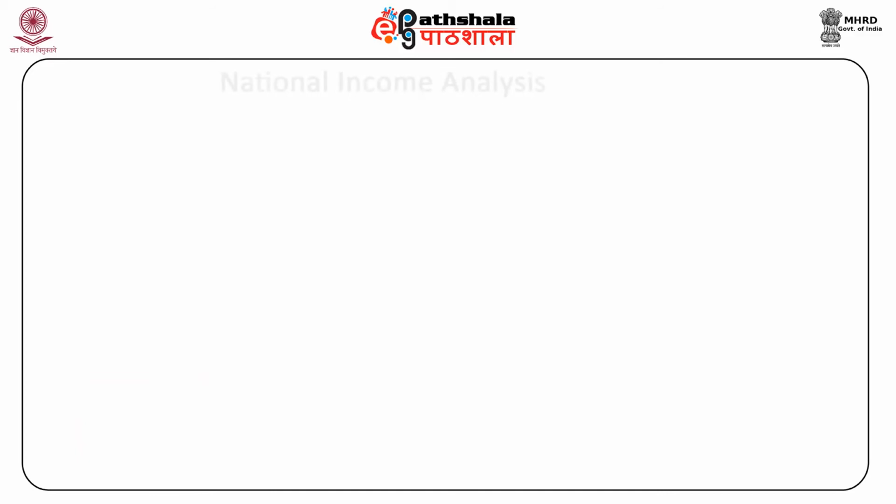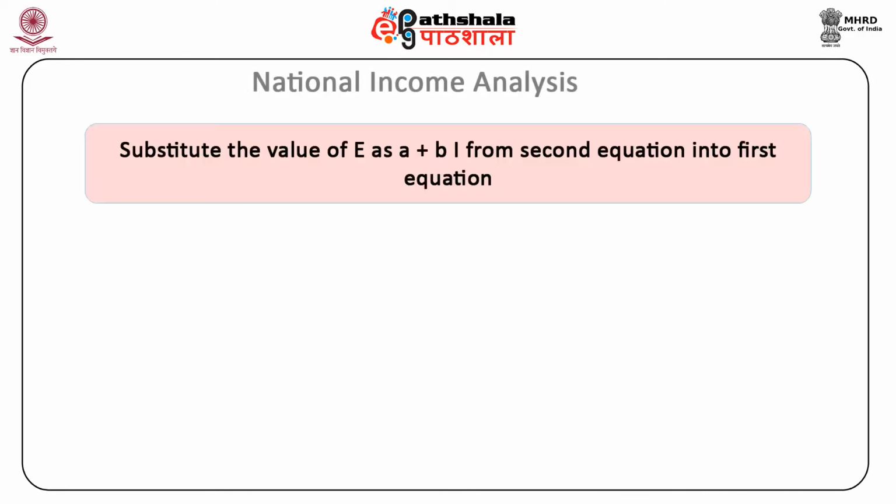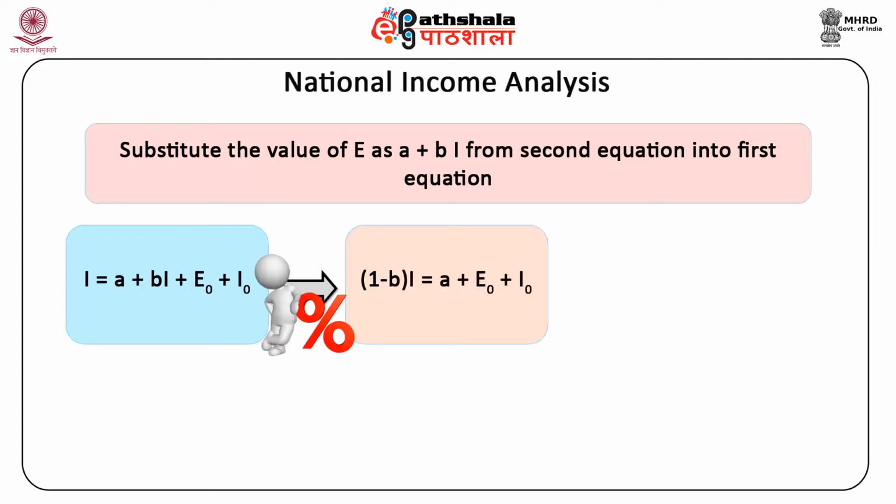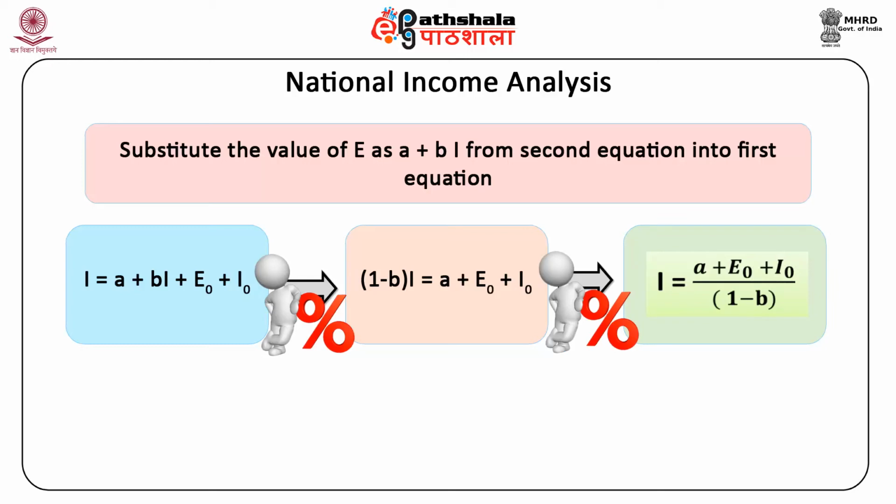As discussed above, this 2 by 2 linear system can be solved by elimination techniques or the substitution technique or even the graphical method if the values of constants A, B, E0 and I0 are known. Applying the substitution technique, we substitute the value of E as A plus BI from the second equation into the first equation to get I is equal to A plus BI plus E0 plus I0, or in brackets 1 minus B times I is equal to A plus E0 plus I0, or I is equal to A plus E0 plus I0 divided by 1 minus B.